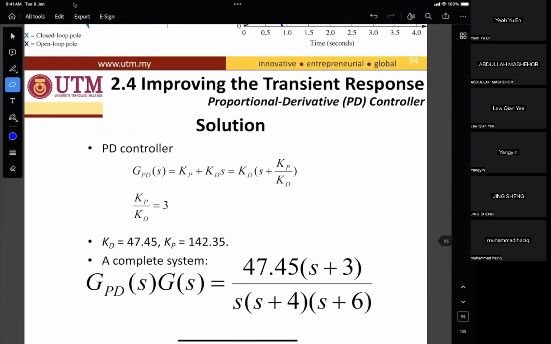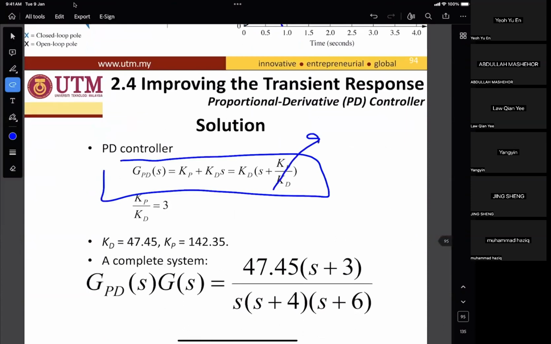So the PD controller structure is here: KD multiplied by (s plus KP over KD). This is the zero there, which is minus 3, the zero that we calculated just now. So the ratio KP over KD equals 3. The gain is 47.45 and the KP value is 1.42 after we make a comparison with s plus 3.